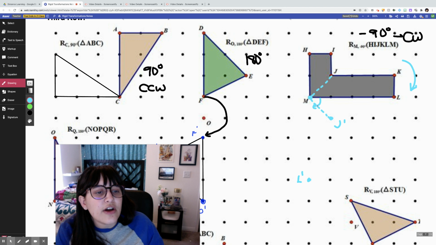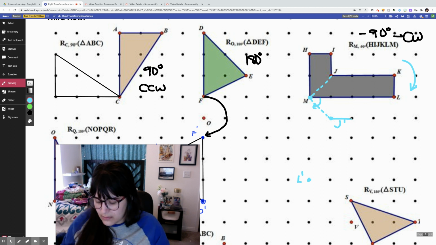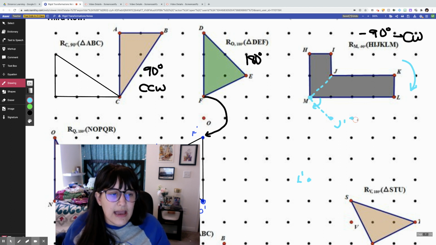Okay, and once you have a couple of points in place, you can figure out what the shape is going to look like, right? Like H, so now I have J, I has to be a little bit further out. So I is right here. Okay, H is 2 spaces away from M going up, so that means on the new one it has to be 2 spaces away going out.